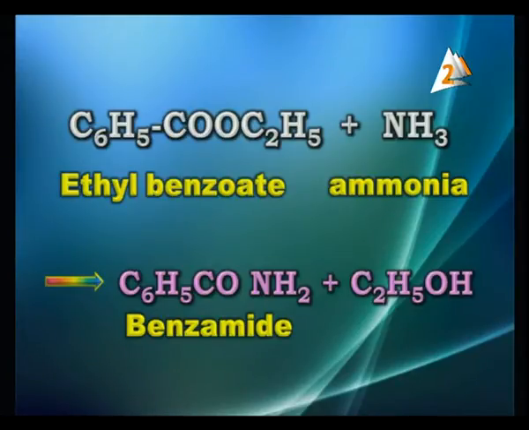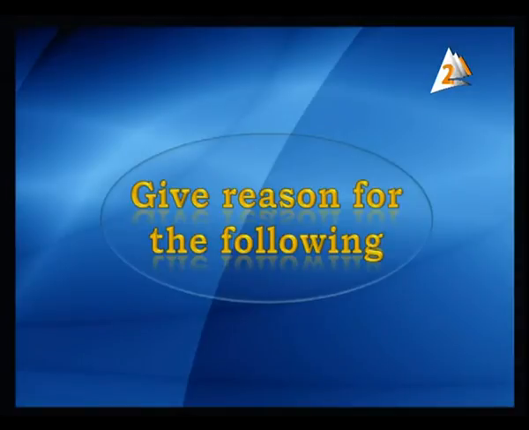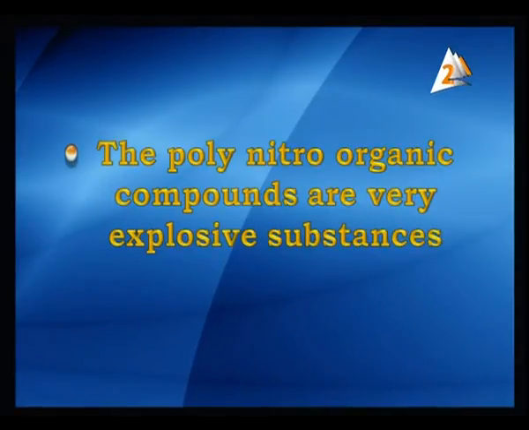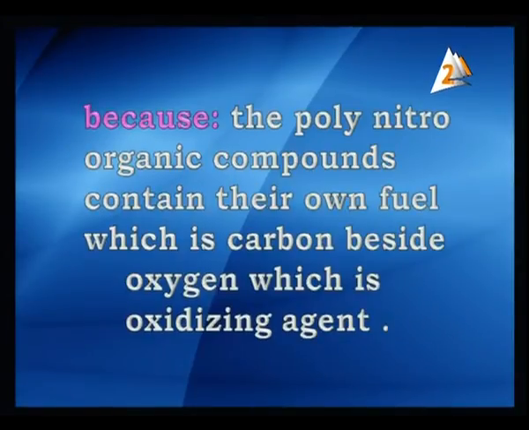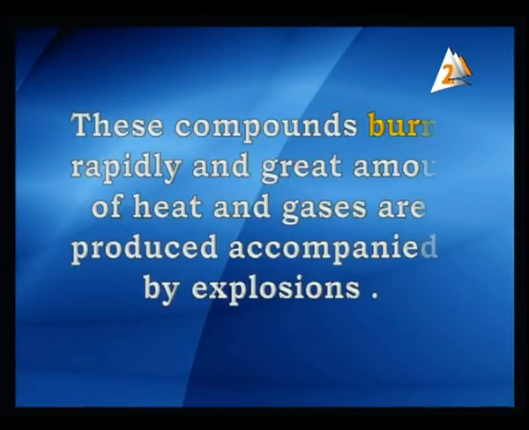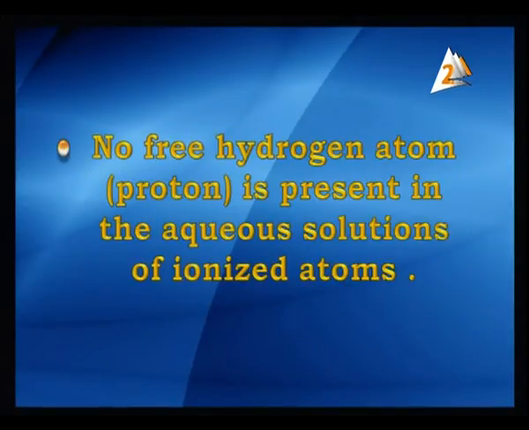So another one, we have give reason for the following. Number one, polynitro-organic compounds are very explosive substances. Why? Because the polynitro-organic compounds contain their own fuel, which is carbon, beside oxygen, which is an oxidizing agent. So this makes explosion. These compounds burn very rapidly, and a great amount of heat and gases are produced, accompanied by explosions.